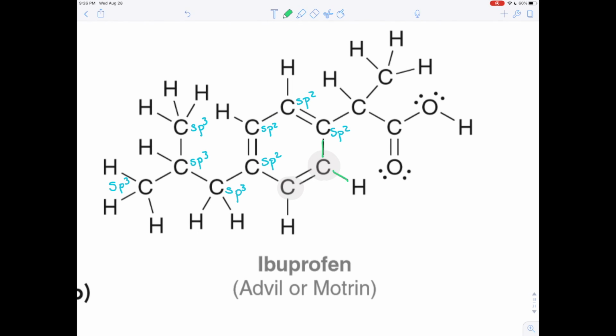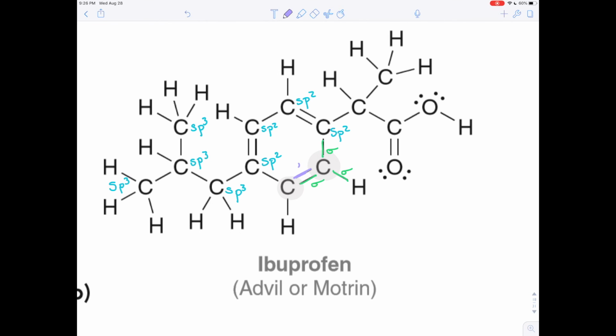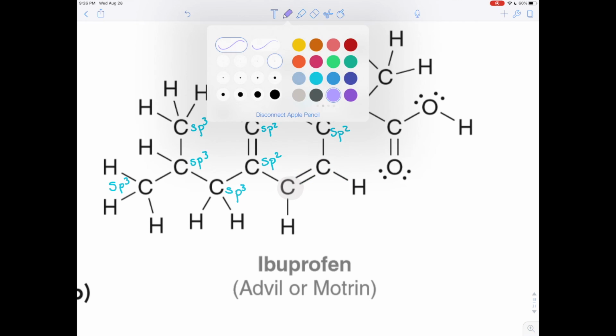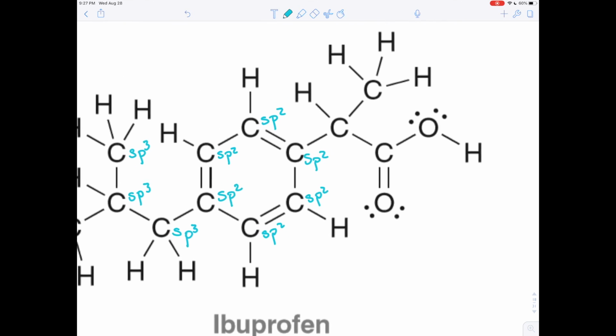Just to drive it home one more time, this one at the bottom right: the first bond you ever form is a sigma bond, so these are all sigma. Every bond after that is pi, so this right here will be a pi bond. So this carbon has one pi bond, and when you have one pi bond, you are sp2 hybridized. Notice the one pi bond around that carbon makes it sp2 hybridized. All the others are sigma bonds. So that is sp2 hybridized.